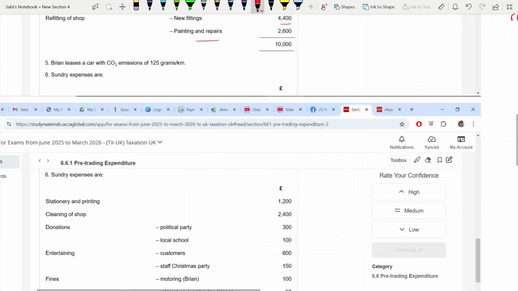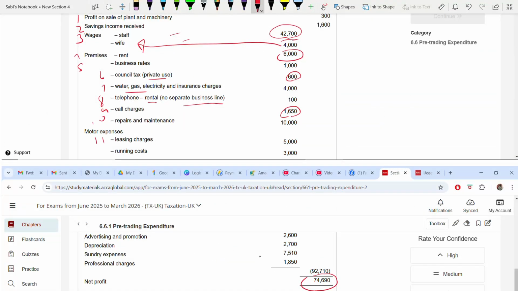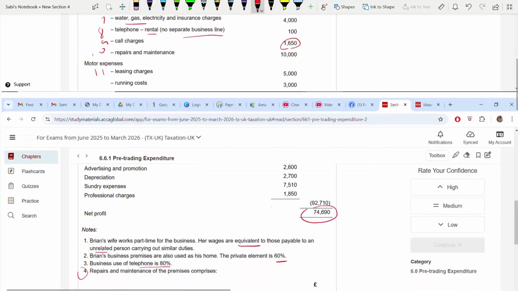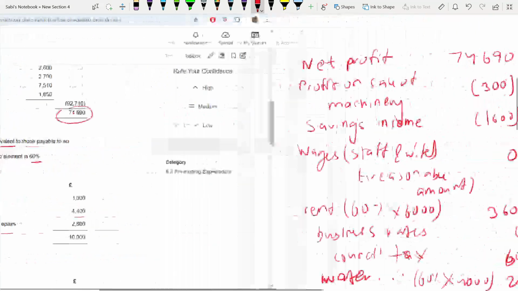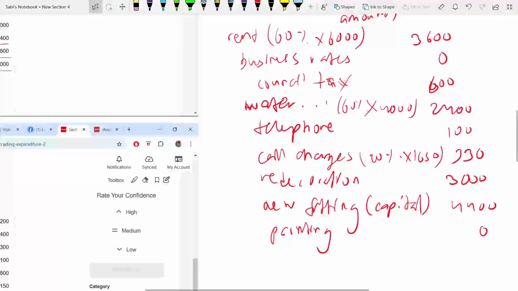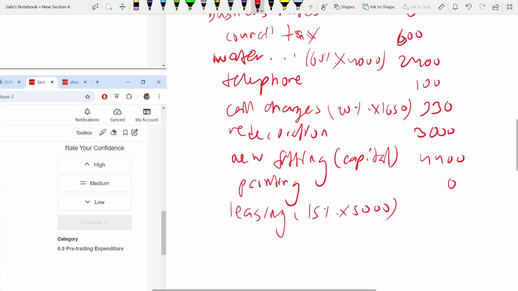Then (11) leasing charges. So under leasing charges, CO2 machine is 125, more than 50. So 15% is disallowed. 15% of the leasing cost. Leasing cost was 5,000. So leasing, if you take 15% into 5,000, this is disallowed. Add back 750.